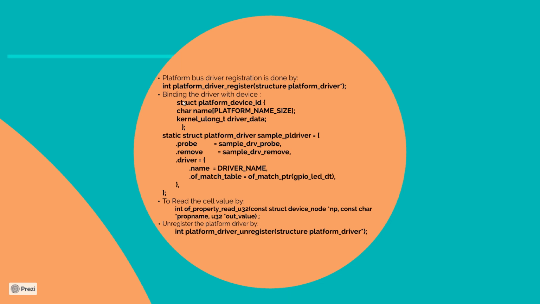Now, to read the cell value, we can use of_property_read_u32. Using that we can read the value of that particular cell. Now, how can we unregister the platform driver? As you can see here, it is platform_driver_unregister. So these are the calls which we need to use in our platform driver.